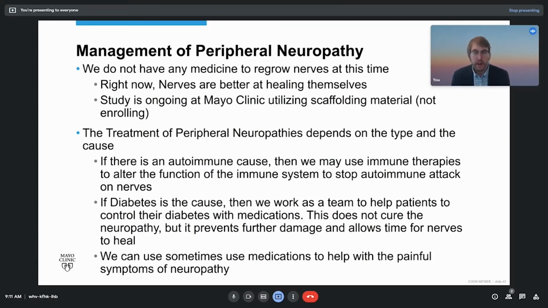But there is a study ongoing right now at Mayo Clinic. It is not enrolling new patients, but it is currently ongoing, being organized by Dr. Anthony Windebank, that is looking at placing scaffolding material into an area where a nerve has been cut or injured and seeing if that scaffolding material provides an adequate structure for the nerve to regrow itself. And this is an exciting project that may help people, particularly who have traumatic injuries where a nerve is cut or severed, to regrow it.